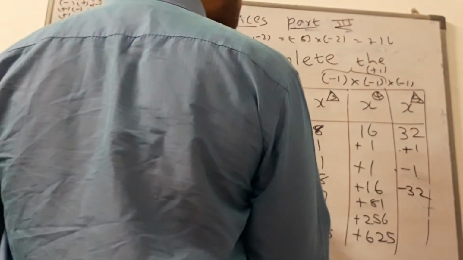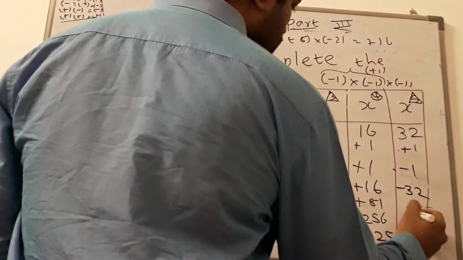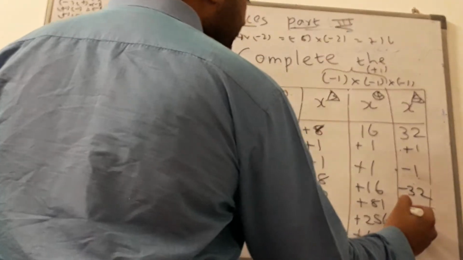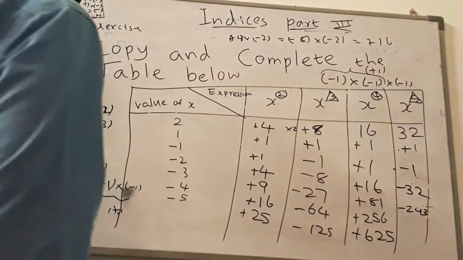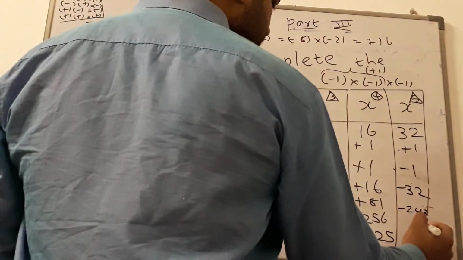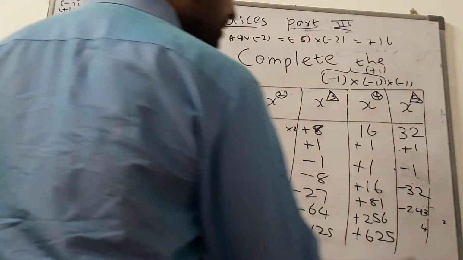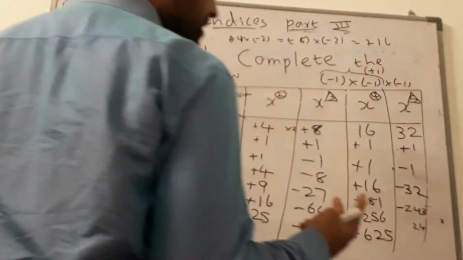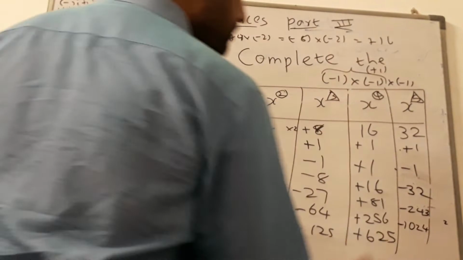3's. 3 times 3, 9, 9 times 3, 27, 27 times 3, 81, 81 times 3 means 243. And this should be minus as well. Why? The index is an odd number. Minus 4. 256 times 4 means what? 6 times 4, 24, 2 is there, 5 times 4, 20 and 2, 22, 2 is there, 4 times 2, 8 and 2, 10. 1024, that should be minus as well.